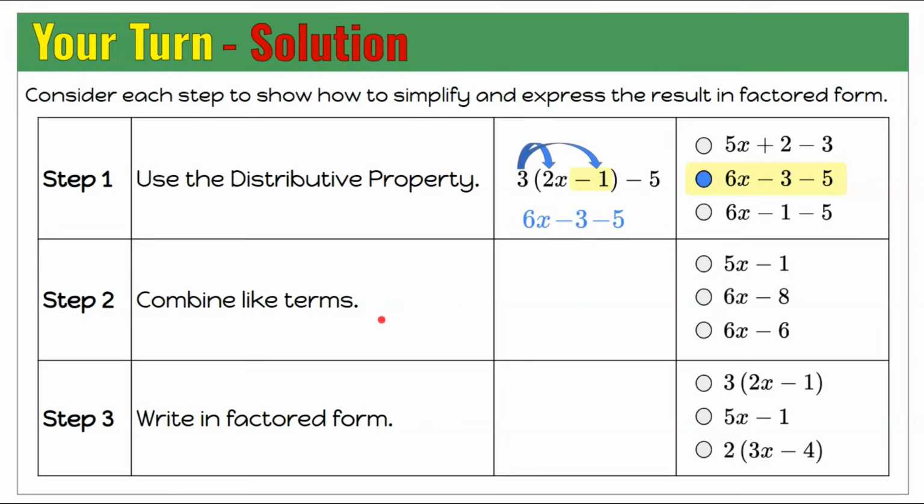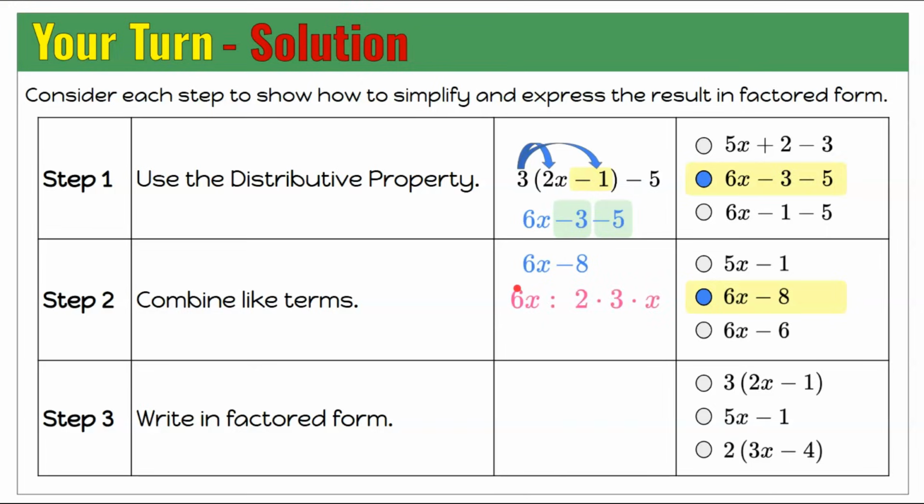All right, now we want to combine like terms. My like terms here are my constants, -3 and -5. So I'm going to have 6x and -3 and -5 are -8, giving me the second expression, 6x subtract 8, when I combine like terms. And finally, we want to write this in factored form. So I'm going to factor.